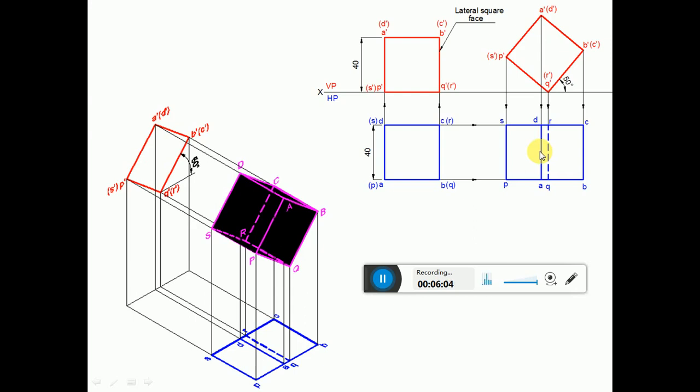Now we have to apply the boundary condition. All the exterior edges of the boundaries of the solids are visible. So which is that? PS, PB, BC and CS, which are darker here. Then when you look from the top view, ABCD is near to the observer, so it becomes visible. So ABCD is visible. Then when you look from the top view, AD and PS become visible. So you darken this AD also.